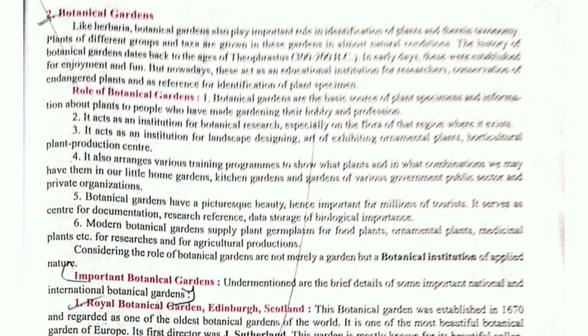Next one is your botanical garden, children. What is a botanical garden? A botanical garden is just like herbaria only, but here we are going to conserve certain plants, and it might be possible that some animals are also going to be conserved, because both are interconnected with each other. Animals depend on plants and plants depend on animals. Okay children, what are the reasons, or what is the importance?